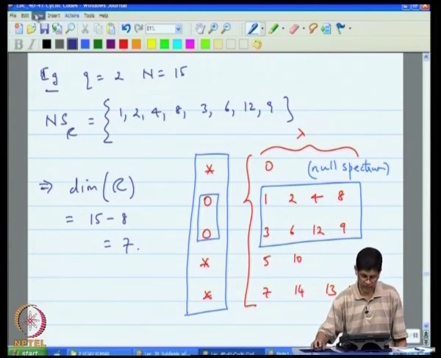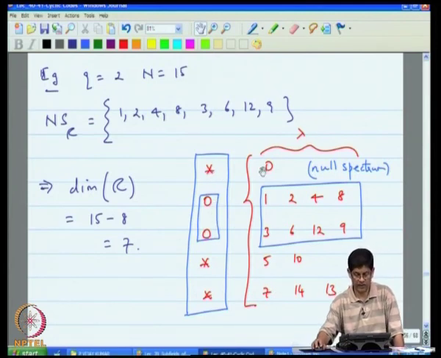This is our familiar example by now. Q is 2, n is 15, and our null spectrum has been chosen to be the union of these two cyclotomic cosets. The null spectrum has to be a closed set, so it has to be a union of cyclotomic cosets. We have chosen these two, and that is indicated by the presence of these zeros.